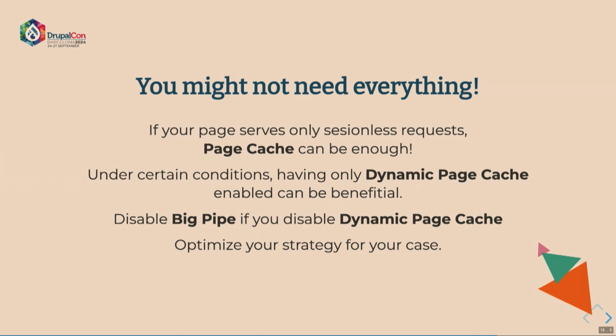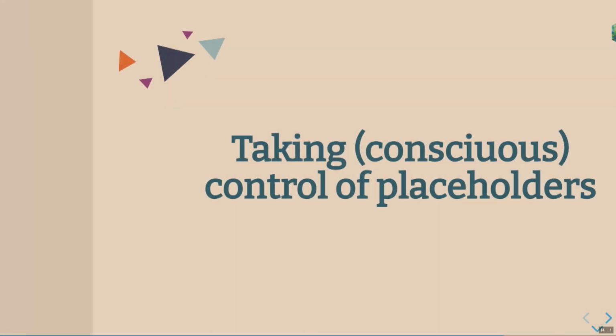Or under certain conditions, having only dynamic page cache can be beneficial, because when you have dynamic page cache and page cache together, dynamic page cache will be bypassed for sessionless users. So you will have kind of dynamic page cache for session and page cache for sessionless. If you disable page cache, dynamic page cache will be used for all of them. So maybe you don't need page cache. You can test. You can see if you get some improvements. And if you are not using dynamic page cache, BigPipe is usually of no use, so you can skip it. So you can optimize the strategies for your case.